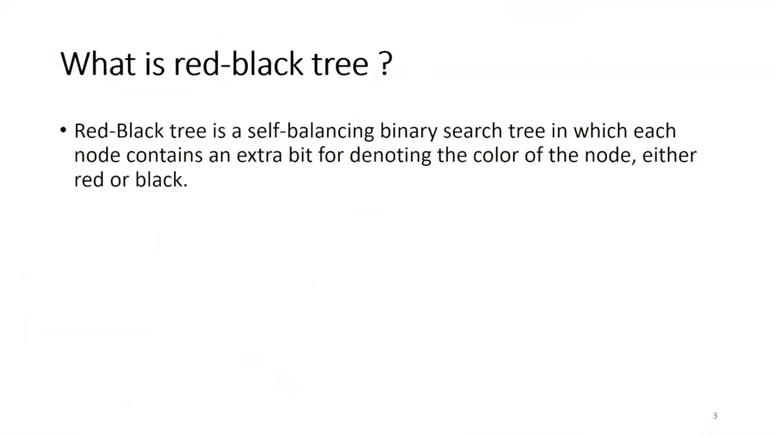So what is the red black tree? Red black tree is a self-balancing binary tree in which each node contains an extra bit for denoting the color of the node, either red or black.